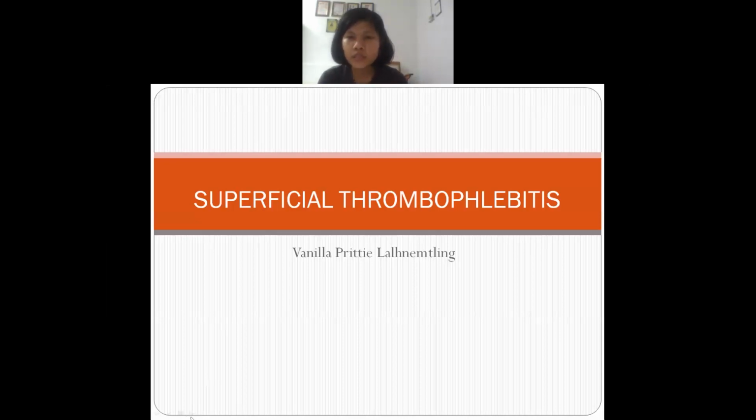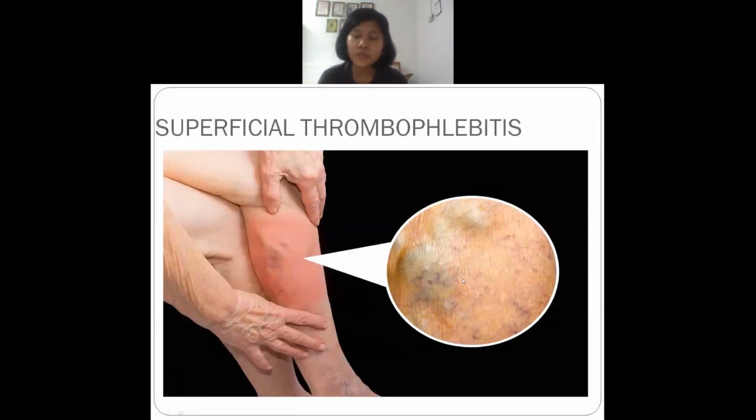This is the picture of superficial thrombophlebitis. In thrombophlebitis, you will find that there will be two types of abnormalities in the veins, that is, in the superficial veins as well as the deep veins. Yesterday, we already discussed deep veins. So today, we will discuss superficial thrombophlebitis, and it usually occurs in the superficial veins.